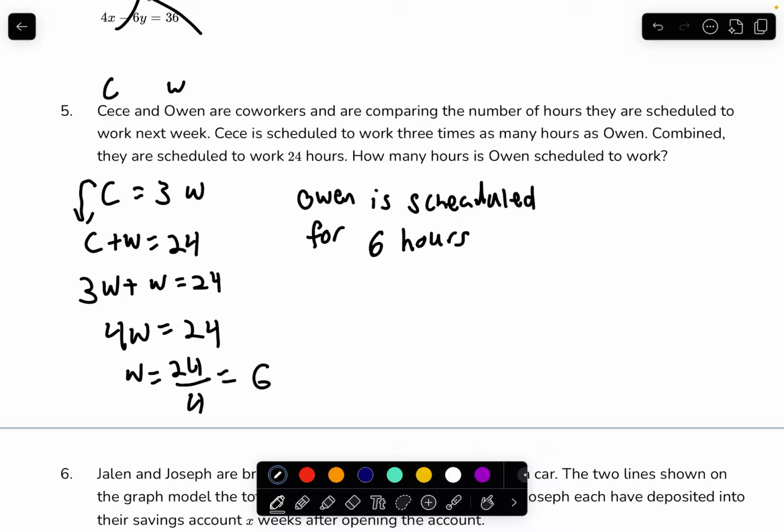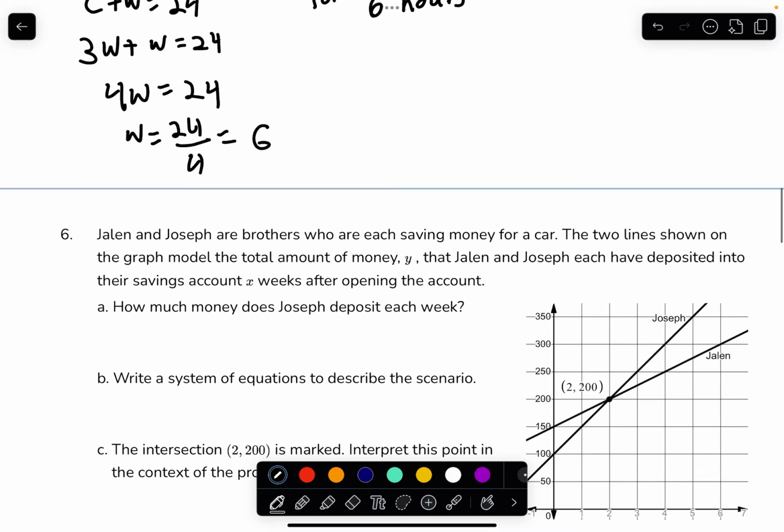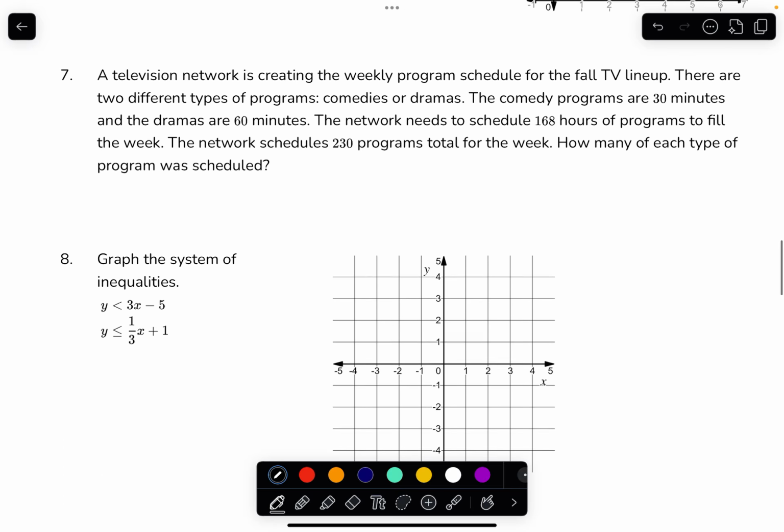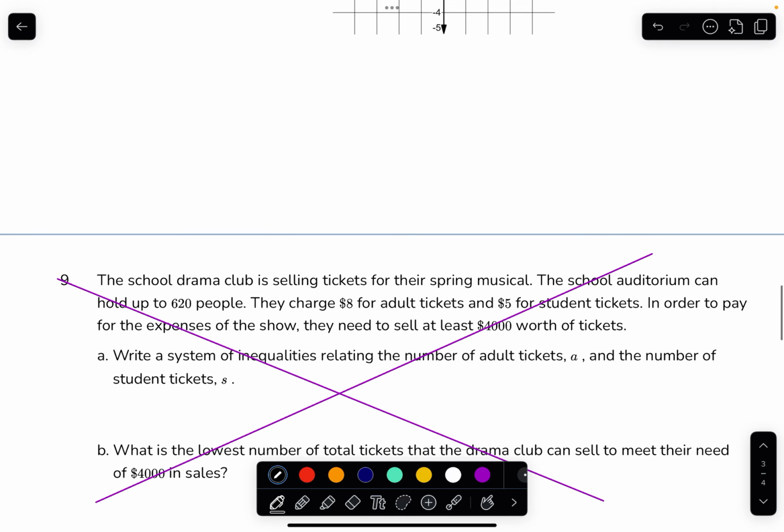Don't just say 6. At least put 6 hours. Use units because they gave you units. All right. Number 6.